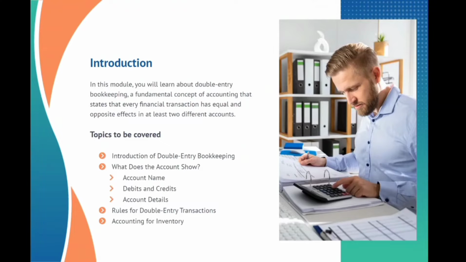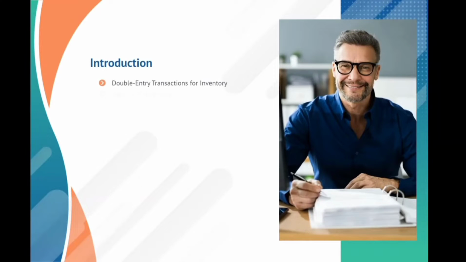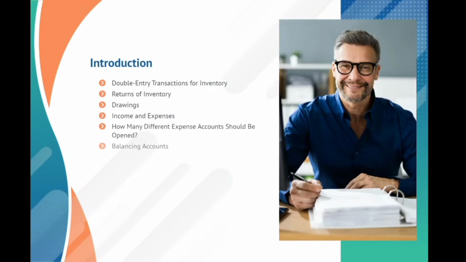Topics to be covered. Introduction of double entry bookkeeping. What does the account show? Account name. Debits and credits. Account details. Rules for double entry transactions. Accounting for inventory. Double entry transactions for inventory. Returns of inventory. Drawings. Income and expenses. How many different expense accounts should be opened? Balancing accounts. General rules for balancing accounts.